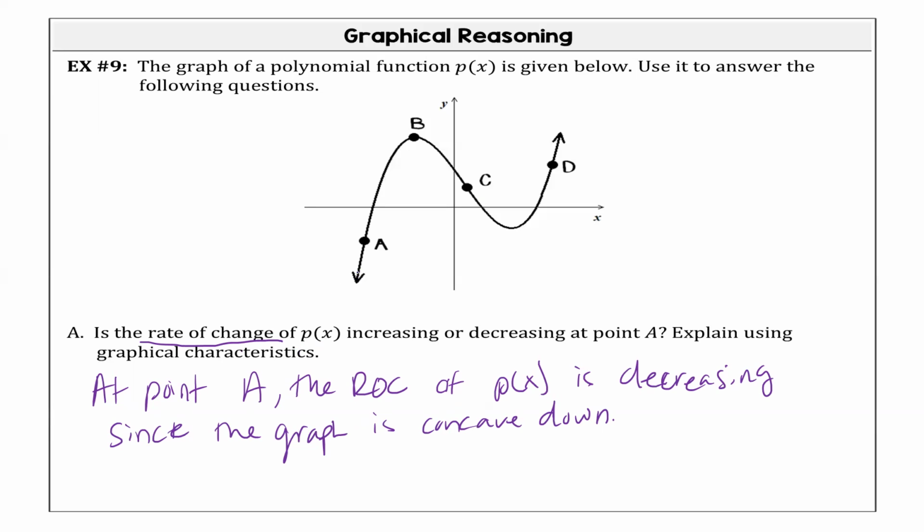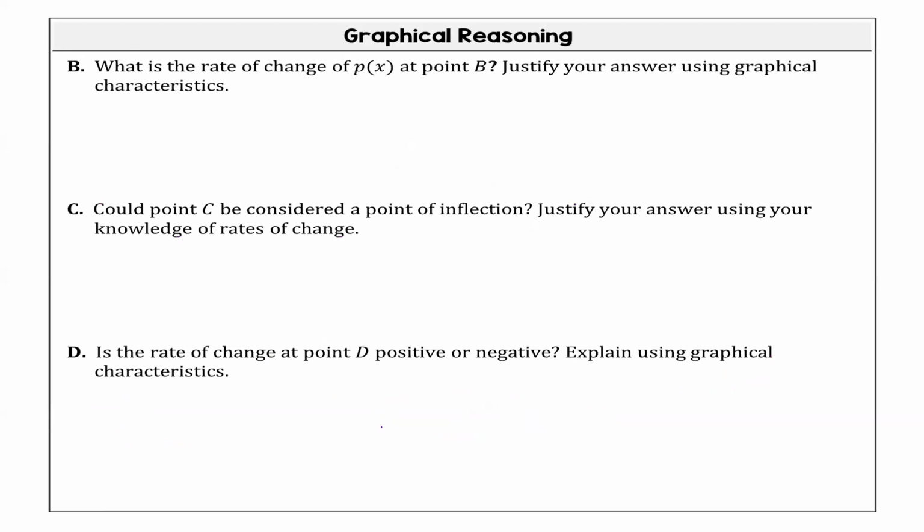Okay, it's not saying what the function is doing. We're describing the rate of change. Our rate of change ties into our concavity. Got it? Yes. Vice versa. If I asked you what took place at point D, you're going to tell me what? Why is it increasing? Because it's concave up. Make sense? All right. Let's go on to B.